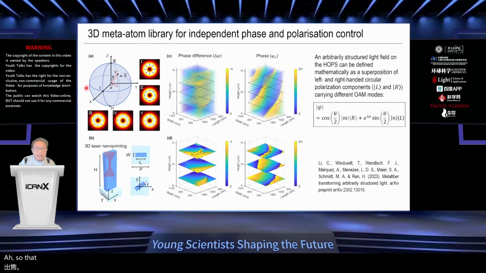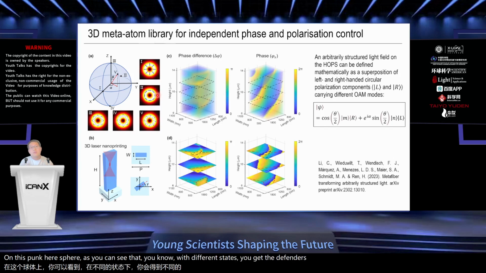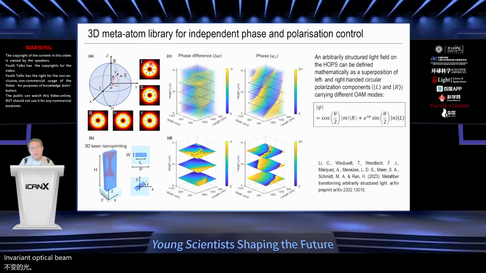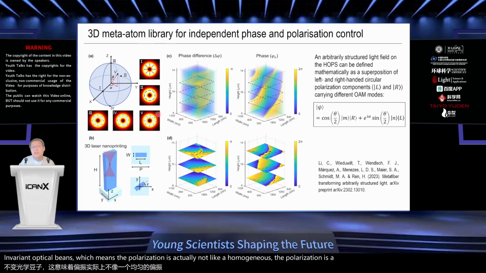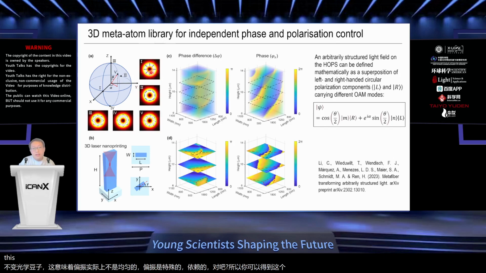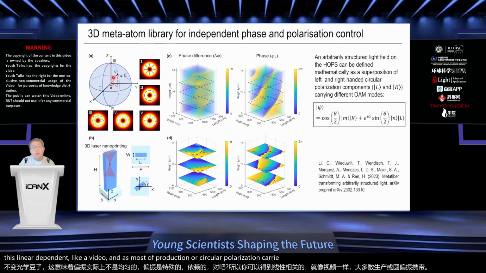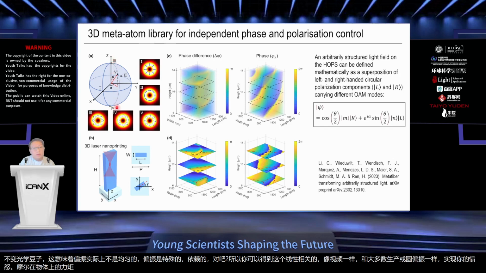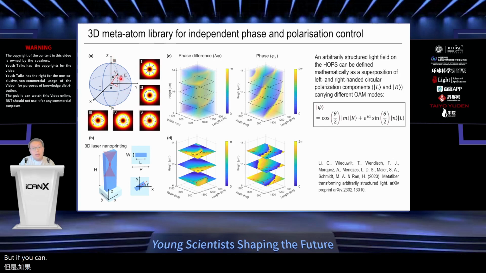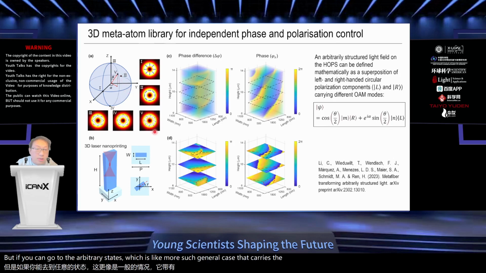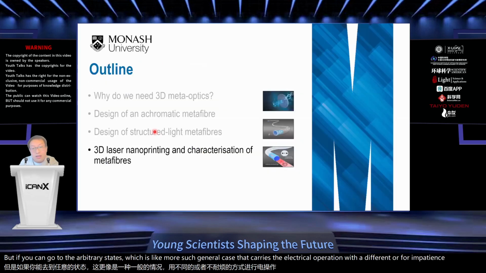So all these states can be generalized on this Poincare sphere. As you can see, with different states you get different spatially variant optical beams, which means the polarization is actually not homogeneous. The polarization is spatially dependent, right? So you can get linear polarization, like radial and azimuthal polarization, or circular polarization carrying optical angular momentum modes on the south and north poles, basically. But if you go to arbitrary states, which is the most general case, it carries elliptical polarization with different orientations, as an example.